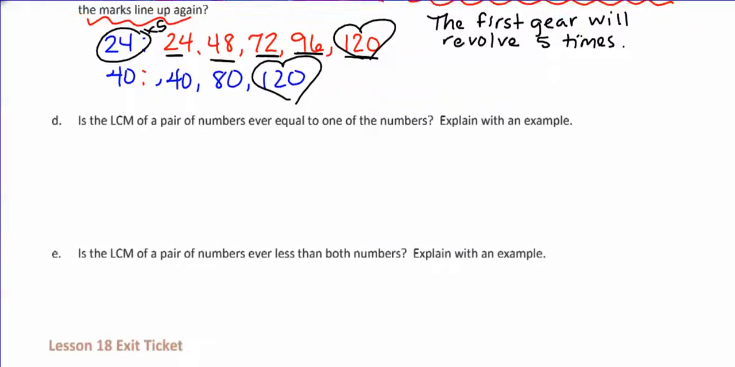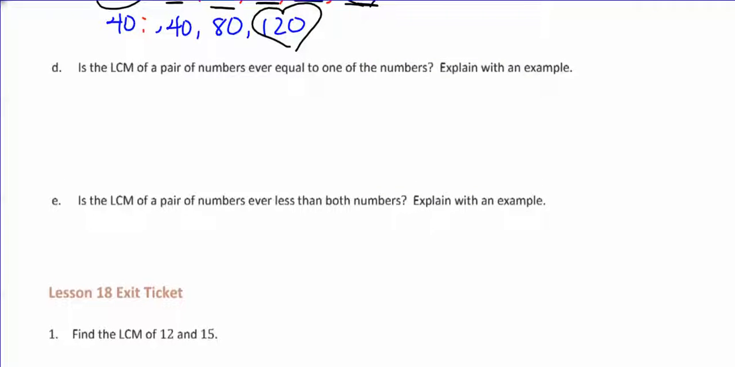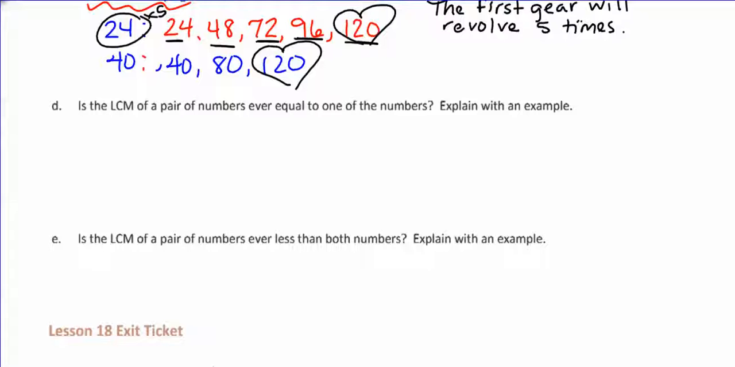All right. So question D says, is the LCM of a pair of numbers ever equal to one of those numbers? So can we ever have a situation where you're going to get an answer that's one of those numbers? Can someone give me an example? Lorelai? 2 and 4 would work. Very good. So 2 would be 2, 4, right? And then 4, you would just have to do one jump to 4.